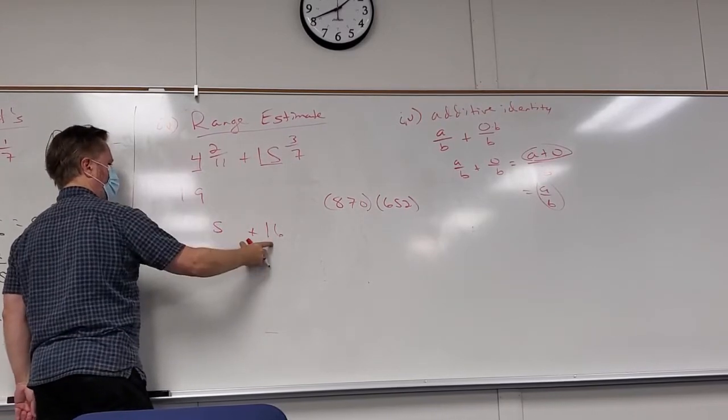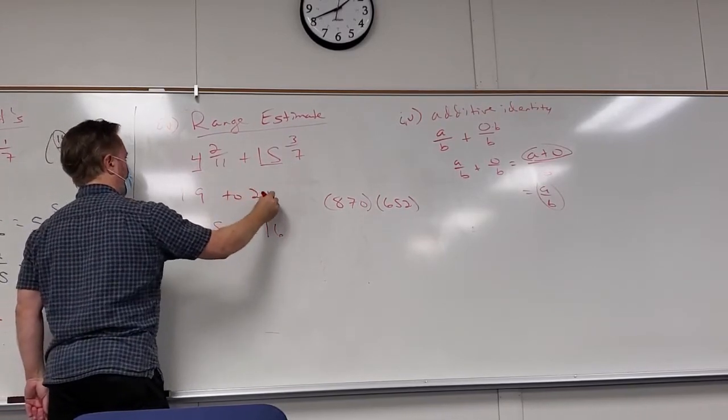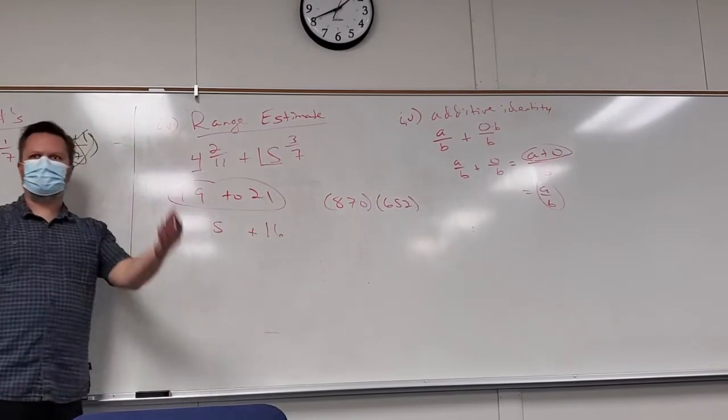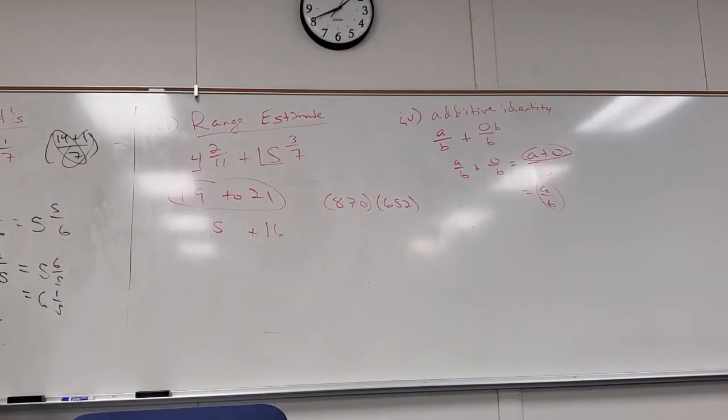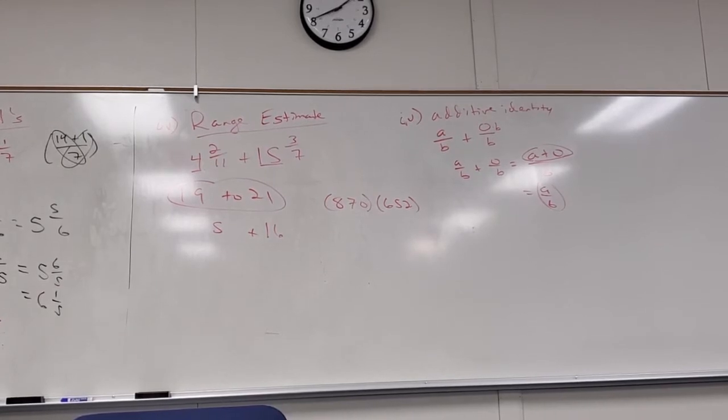Up, both. 21. 19 to 21. So the answer to this is somewhere between 19 and 21. All right, that's the very, very base level. It's just ignore the fractions completely. It's just 4 and something and 15 and something. Well, it's between 19 and 21.